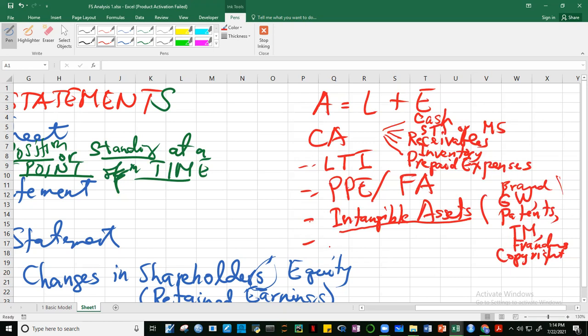Long-term investments, property, plant, and equipment, intangible assets, and accumulated depreciation is also a contra asset, no? Kasama dito yan, dinideduct yan sa property, plant, and equipment. Thank you, Sophia. Investment property, andito na siya, no, sa long-term investment. May isa pa. Yung hindi natin pwede maklasify under all of this.